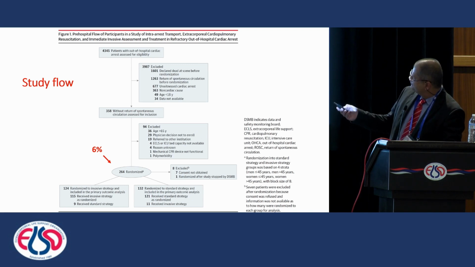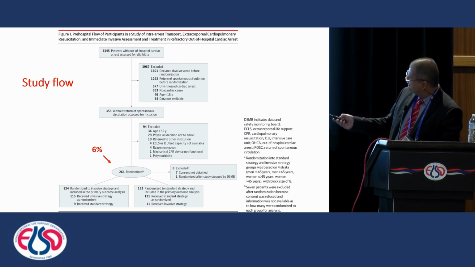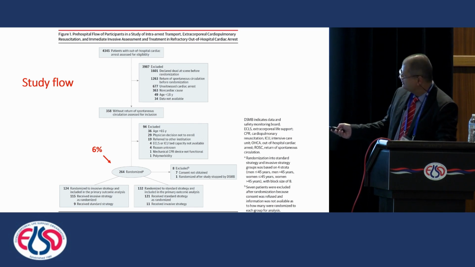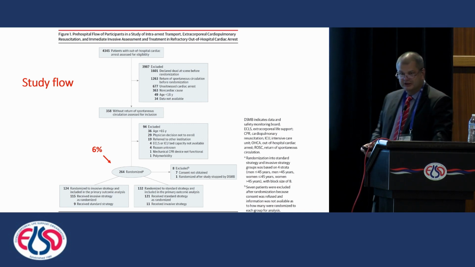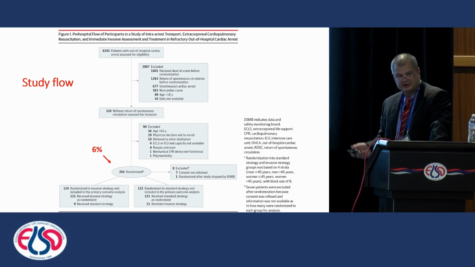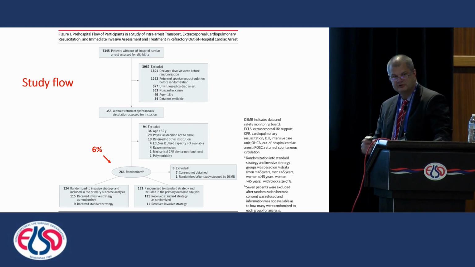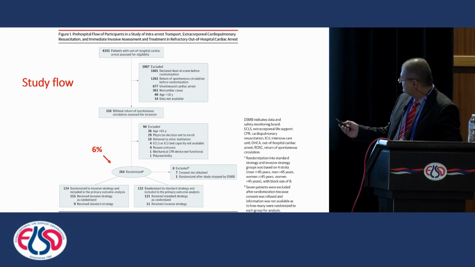We did have 4,345 cardiac arrests altogether. 358 were patients without return of spontaneous circulation who were assessed for inclusion. 94 were excluded because of age, physician decision not to enroll, or referral to other institutions. Only in 4 cases did we not have the capacity to accept the patient during those 8 years of the study, and at the end, 264 were randomized. It's 6%, so this aligns pretty well with other studies showing that you should select patients for ECPR, about 6 to 8% of all out-of-hospital cardiac arrest patients.